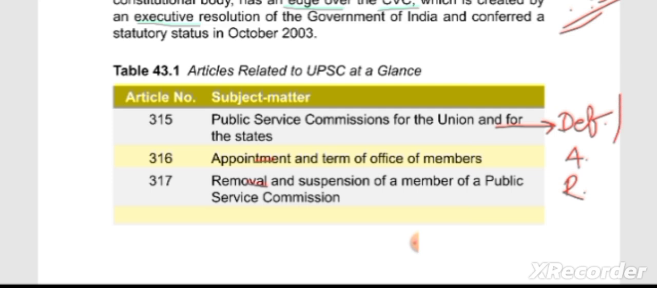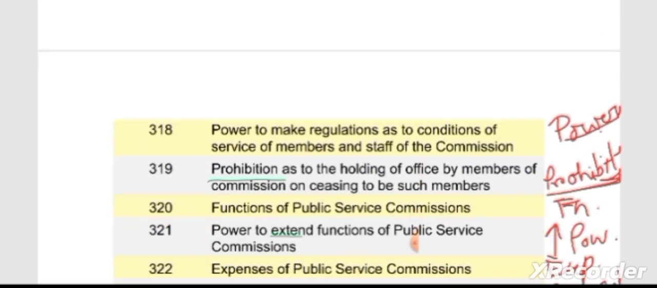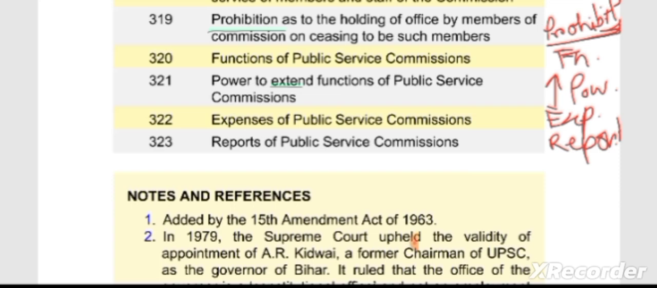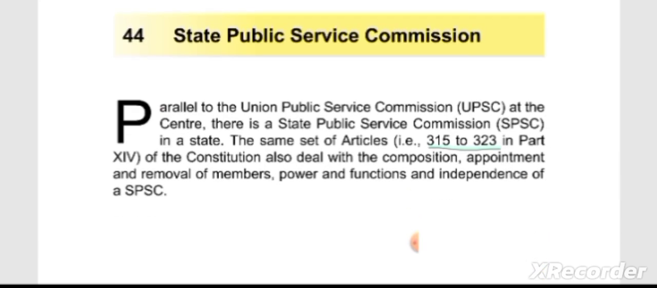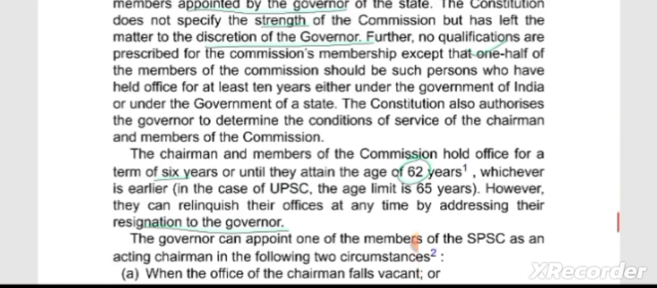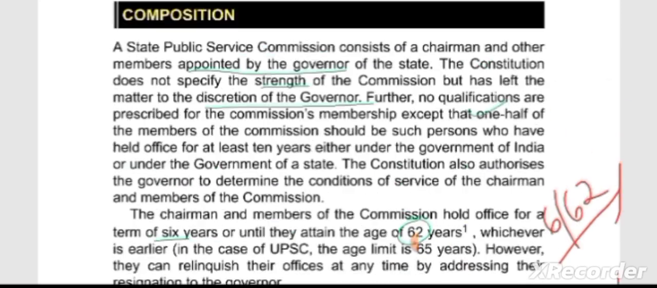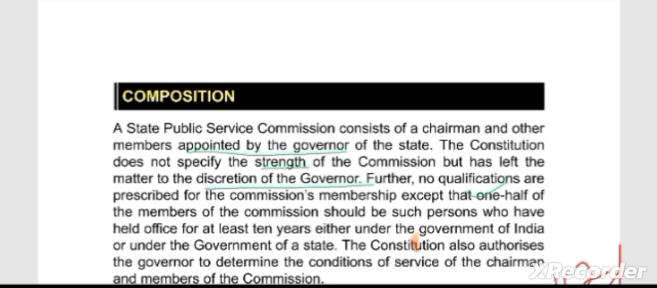Then there is appointment, removal, then power, prohibit, function is 0 to 20, increasing of the power, expense, and the report. That's ending. Now what to say about SPSC is also similar. Nothing else to read about. Only the thing you have to read here is 6 year or 62 year, because of the state, right? Nothing else. And whenever it is needed, the governor will come in the place of the president. The president appoints UPSC people, and here the governor appoints the people of SPSC. Nothing else to talk about here.